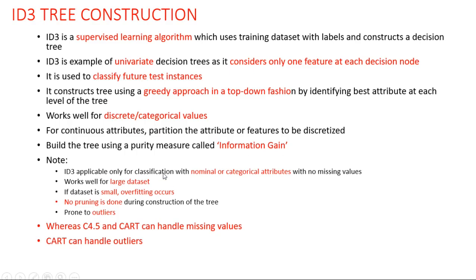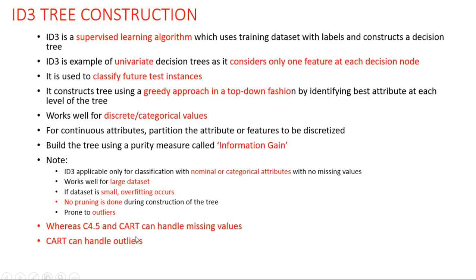ID3 is applicable only for classification with nominal or categorical values. This decision tree will not work if you have missing values in your training data set. ID3 is very good when you're working with a large data set. Suppose you have a small data set, then usage of ID3 can result in overfitting issues. And one thing to remember is that when we are constructing the tree, no pruning is done. That means we are not going to remove any part of the tree in order to avoid overfitting, and therefore it is prone to outliers.